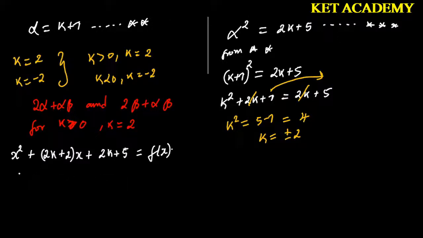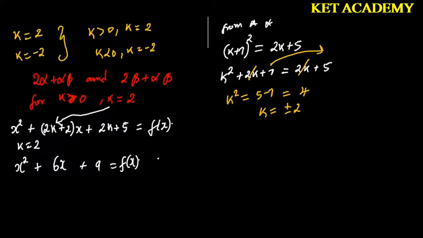Now if we substitute for k equal to 2, anywhere we see k we replace it with 2. So k squared, which is 4, plus 2 will be 6x. Now 2 times 2 will be 4 plus 5, so plus 4 plus 5 will definitely be 9. So this will be equal to our f of x.